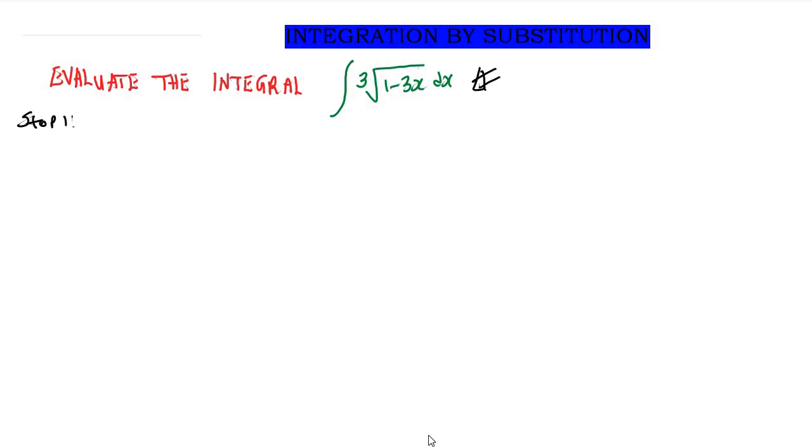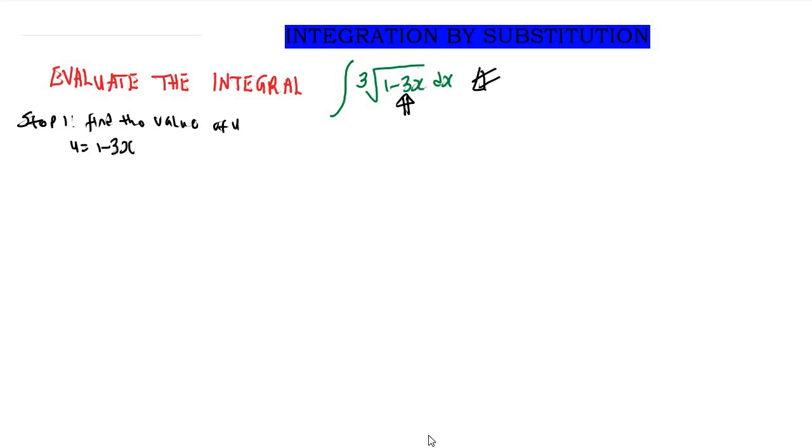You want to pick the value of u such that you can easily take the derivative of u, and you can get rid of all the values of s inside the integral. This is our goal. Now we are going to pick the value of u as 1 minus 3s. So u is equal to 1 minus 3s.